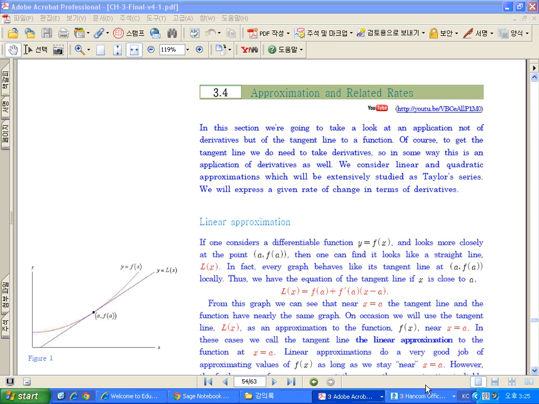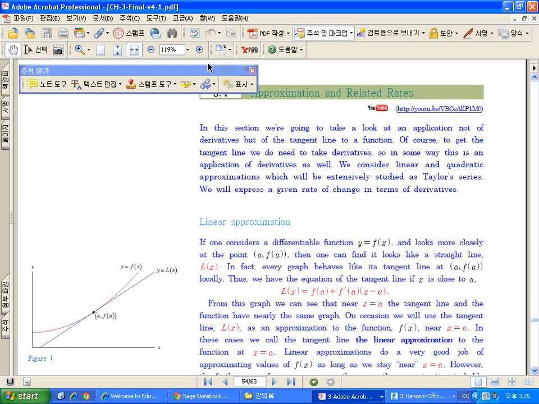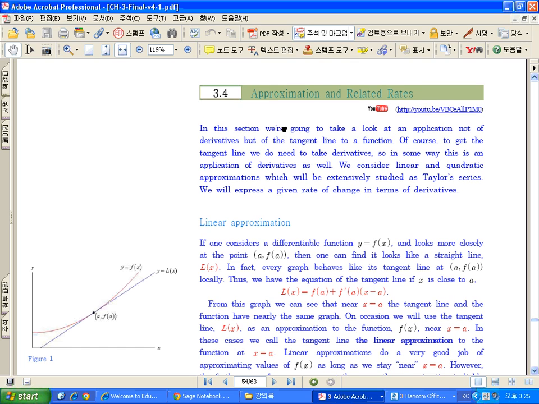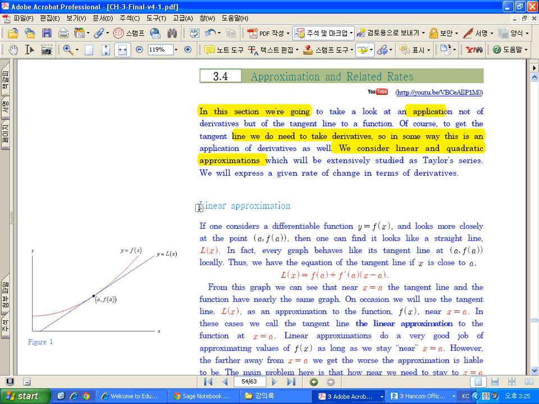Okay, section 3.4, approximation and related rates. In this section, we're going to take a look at applications to get the tangent line. We consider linear and quadratic approximations, which will be extensively studied in the later chapter 9. First we start with the linear approximation.